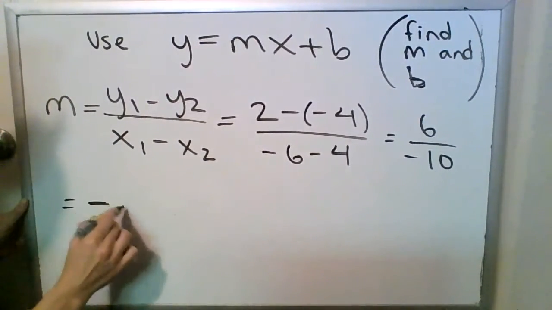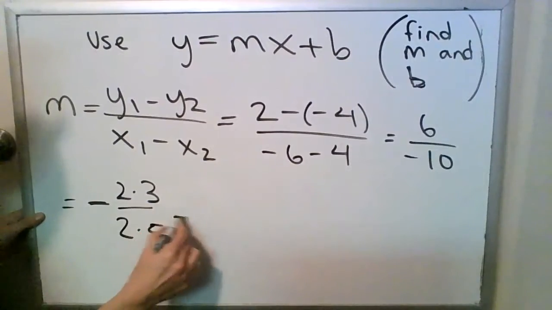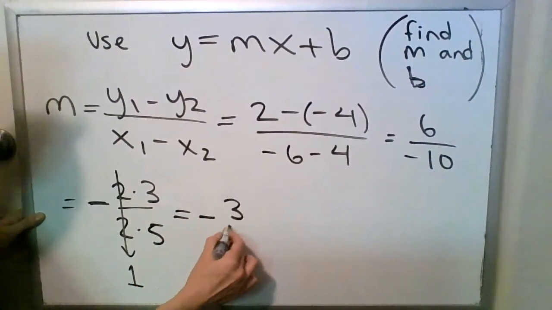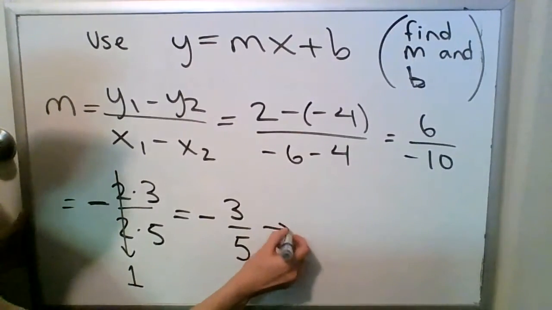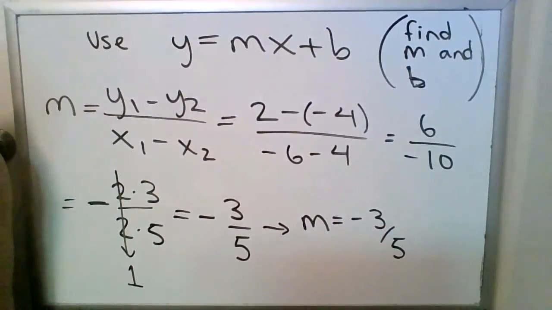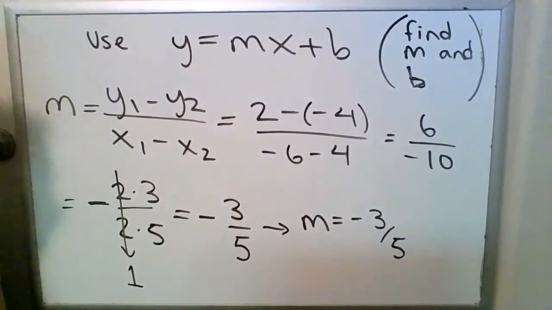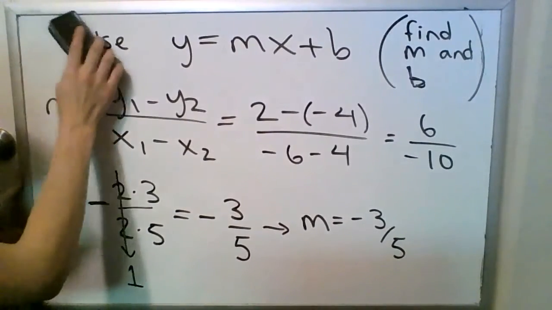I've got 6, which I'll write as 2 times 3, and 10 is 2 times 5. 2 over 2 reduces to 1, and what's left is negative 3/5. Okay, we have y equals negative 3/5 x plus b, and we still need to find b.